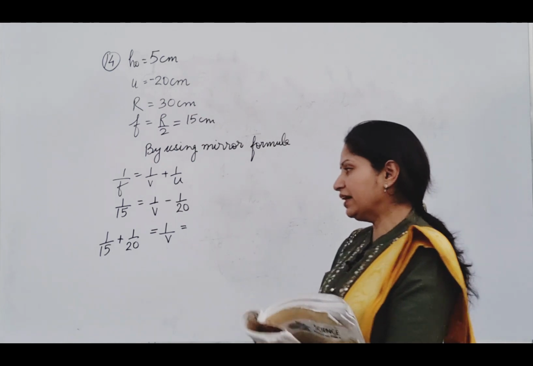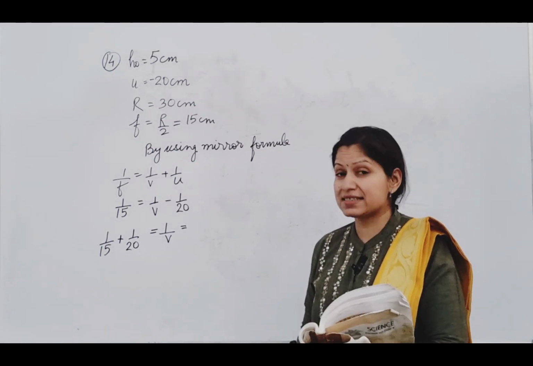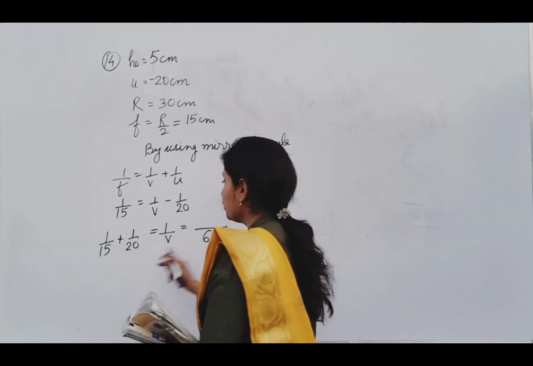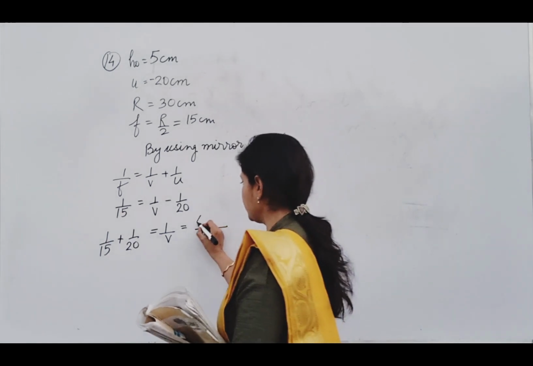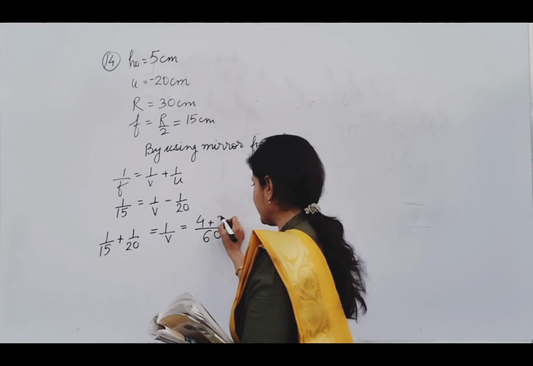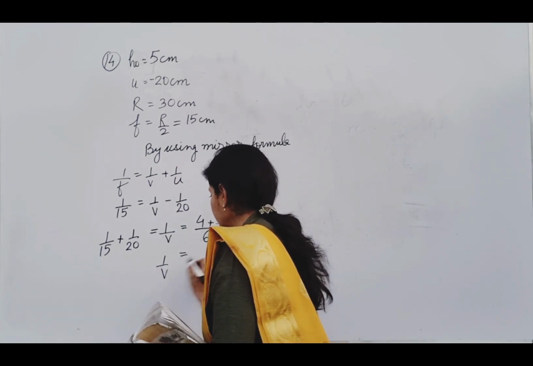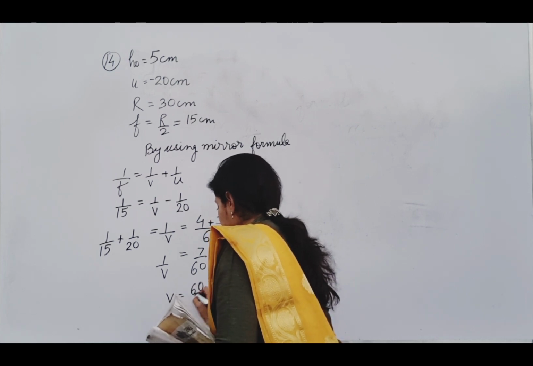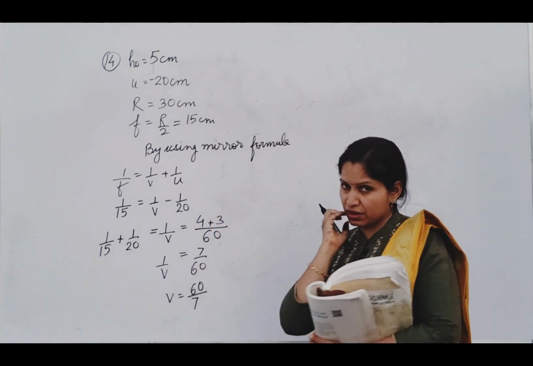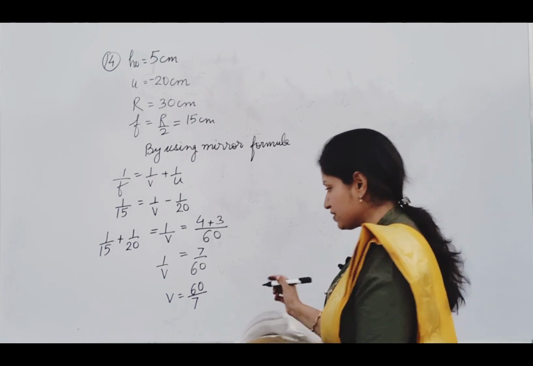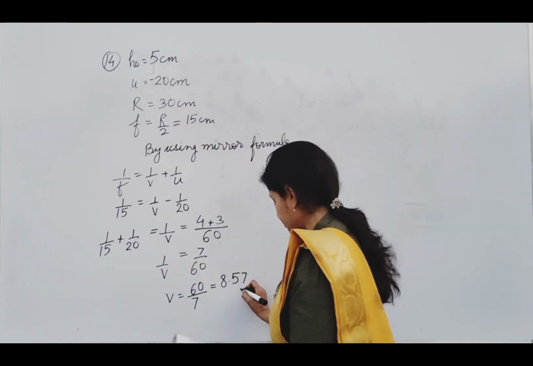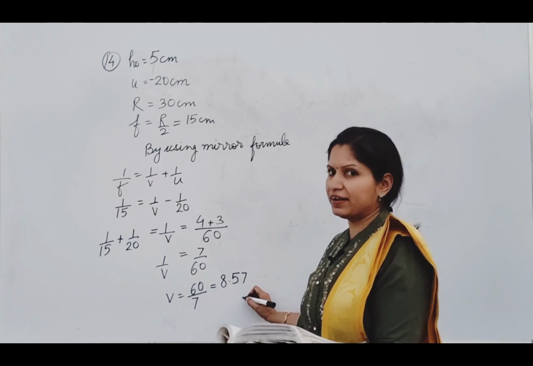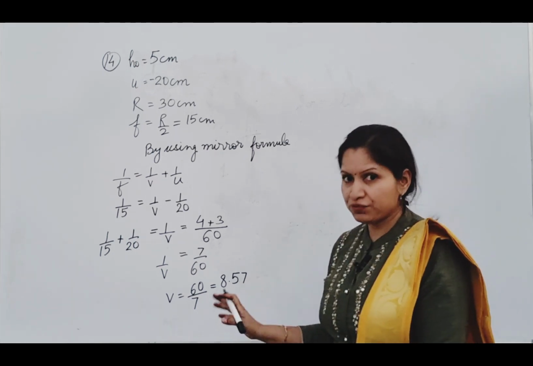Now solve it out. The LCM of 15 and 20 is 60. So 60 will be the LCM. 15 goes 4 times in 60 and 20 goes 3 times in 60. So it's 1 upon v is equal to 7 upon 60. So v is equal to 60 divided by 7. Okay, and then we have to convert it into decimals. So it comes out to be 8.57. That could be rounded up and written as 8.6, or you can leave it at 8.57 centimeter.